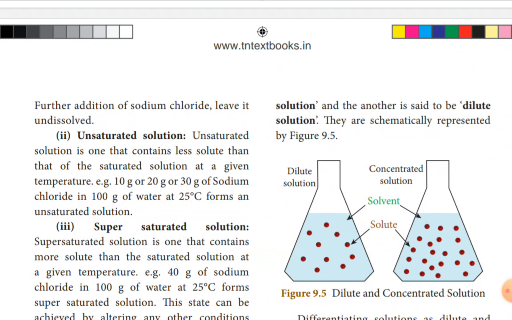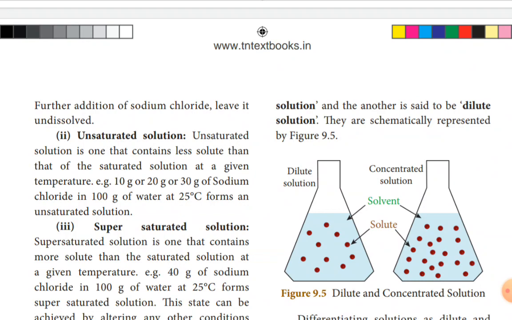But if only 10 gram or 20 gram or 30 gram is dissolved, it means we can add some more salt. Suppose 30 gram of sodium chloride is dissolved in 100 gram water, it means you can add a further 6 gram of salt to get the saturated solution. So unsaturated solution means less solid is dissolved in the definite amount of solvent. Only these two things are asked in the first long answer, Roman letter 6: write notes on saturated solution and unsaturated solution.